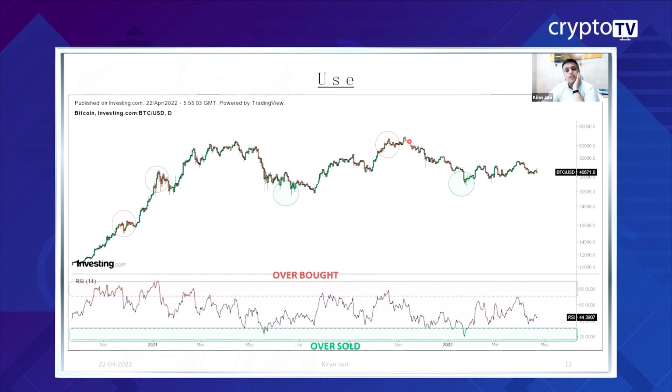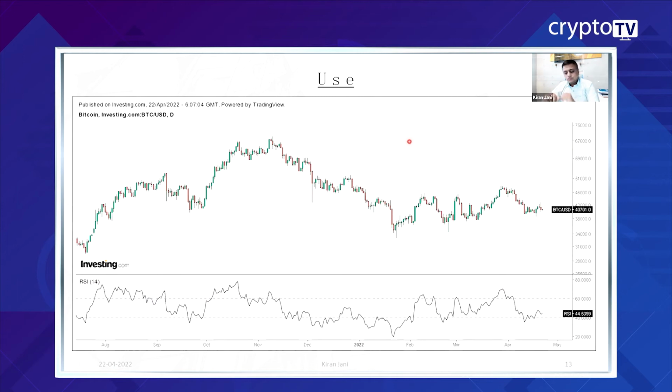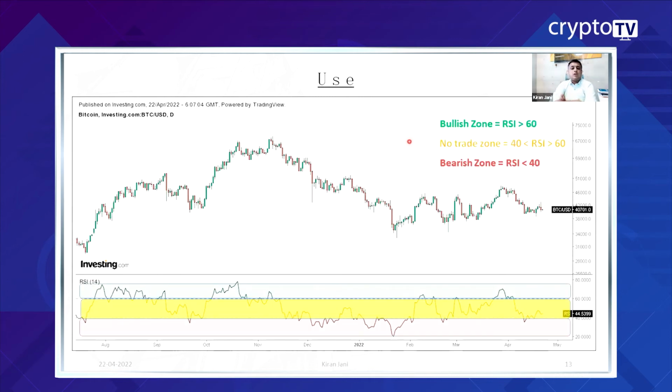But Mr. Andrew Cardwell has given us a very brilliant idea for using the RSI. Let's understand that. He has given us these three rules. When your RSI is greater than 60, it is a bullish zone. When your RSI is below 40, it is a bearish zone. When RSI is between 40 and 60, it is a neutral zone. You should not trade when RSI is between 40 and 60.